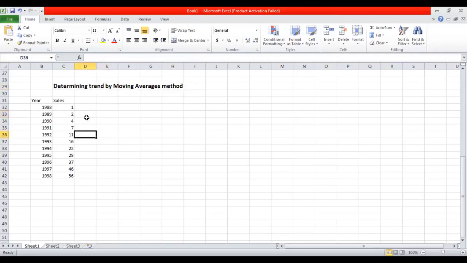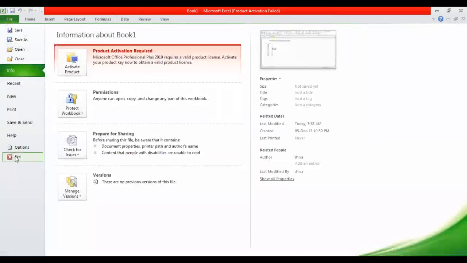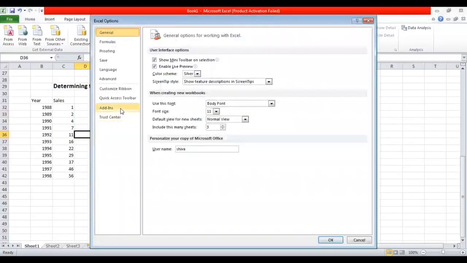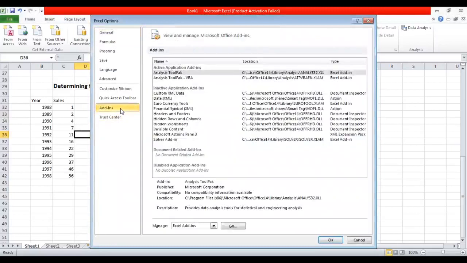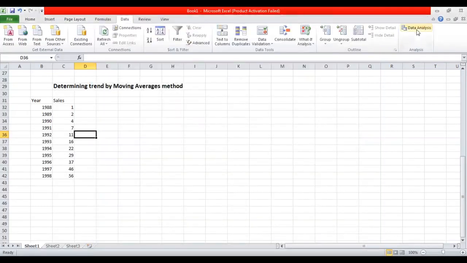So coming to this, first you need a data analysis pack. Here in data, you will find data analysis. If this option is not available, just from the file, here you will have options. In these options, you will have add-ins. Go to add-ins and here you will have analysis tool pack. Select this analysis tool pack and from the Excel add-ins, click on go. Then you will get this option of data analysis.